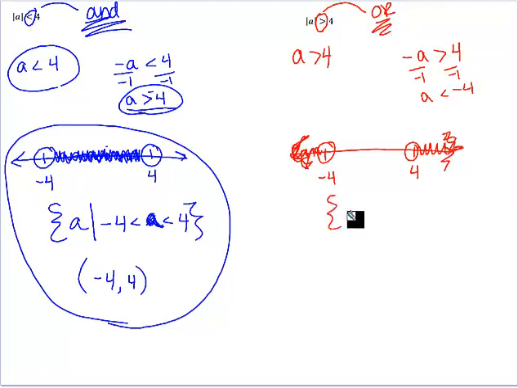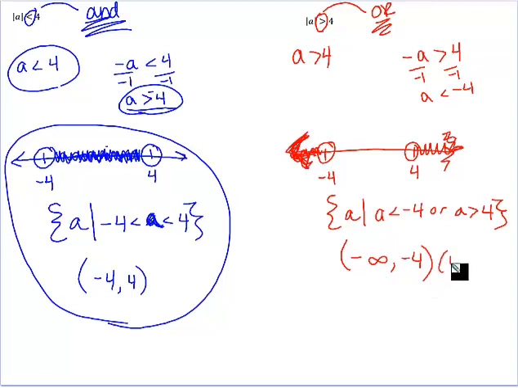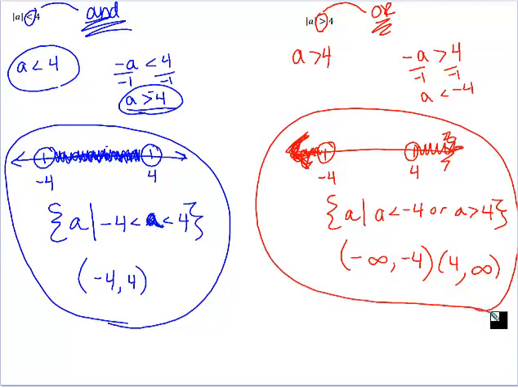So here set builder would be a such that a is less than negative 4 or a is greater than positive 4. Interval here, we're off to the left, so that's going towards negative infinity. Then we come and stop at negative 4. We pick back up at positive 4 and we head towards infinity.